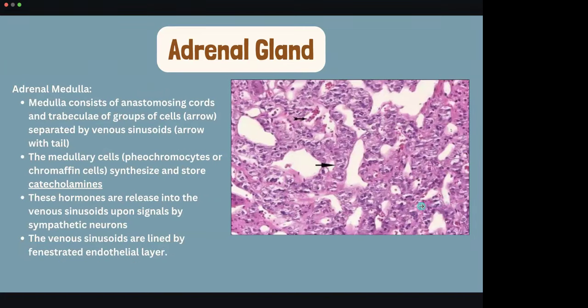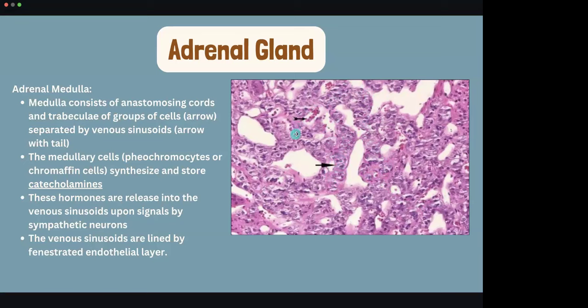Now, moving on to the medulla. The medulla contains medullary cells, and it synthesizes and stores catecholamines. The medullary cells look like this. They look like anastomosing cords, as you can see. And they're surrounded by venous sinusoids because when the catecholamines are produced, they release them into the venous sinusoids.